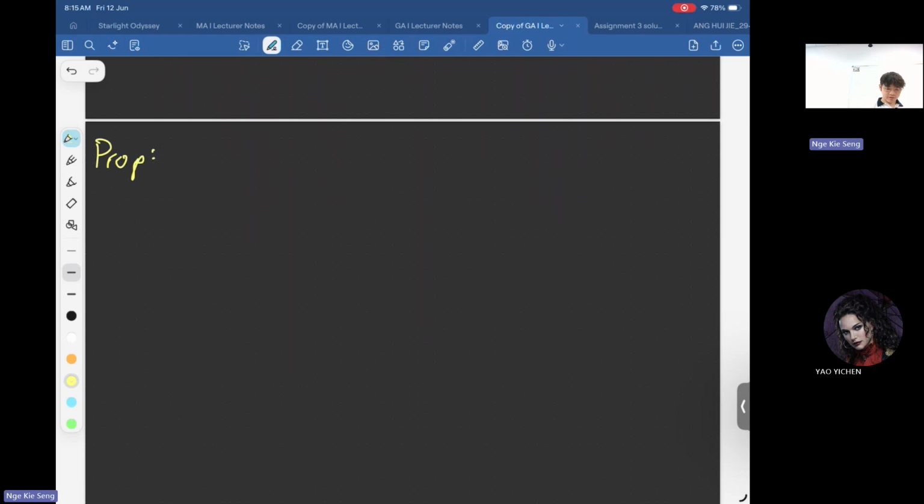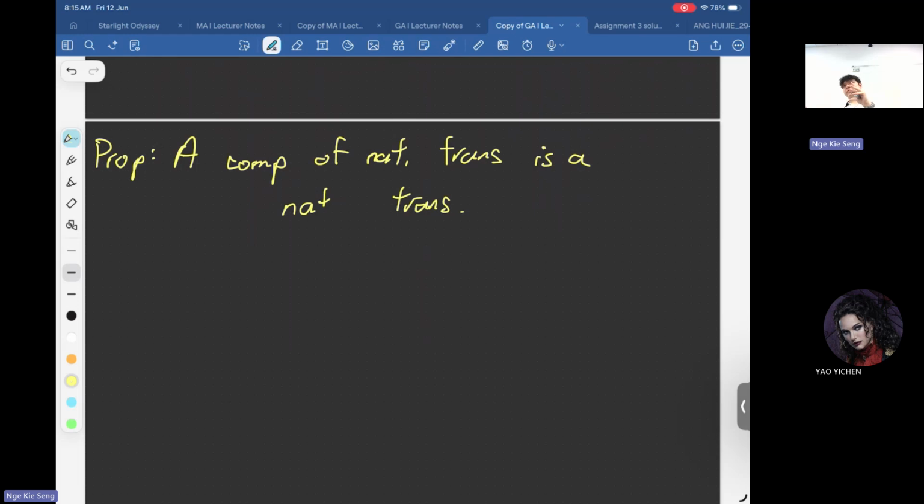Well, there's something you can prove here. A composition of natural transformations should be a natural transformation. I think the non-trivial thing is the commutativity of the diagram, but if you put two commutative diagrams together, the whole diagram should commute. And the other one is a natural transformation.